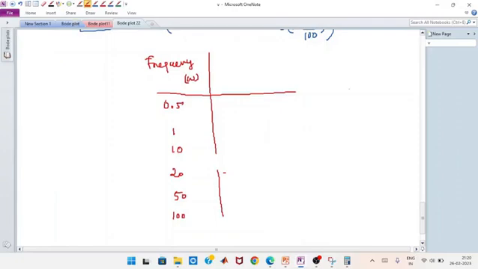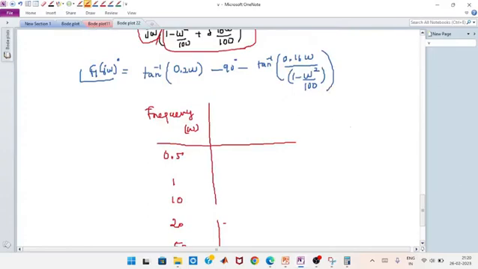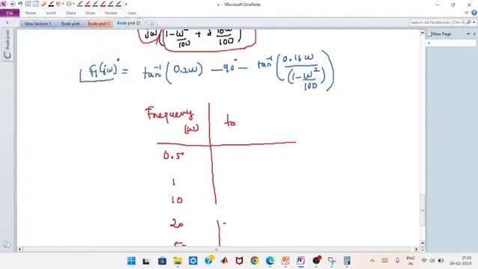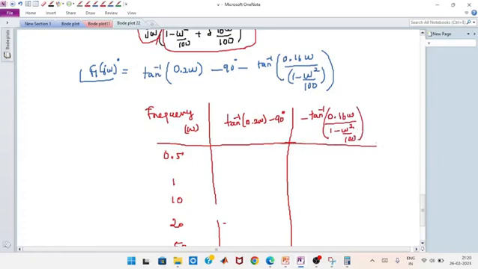Or otherwise there is no need to go up to 100, right? So now you know how to calculate this value using the calculator. While going for the phase, for this problem alone, let me make it into two tables for the 180 degree consideration. For this one, tan inverse of 0.2 omega minus 90 degree, this value alone you will calculate using that alpha method I have told you. For this also you have to find minus tan inverse of 0.16 omega divided by 1 minus omega square divided by 100. You can calculate it alone, then add both results together over here. That is our final phase, G of j omega in degrees.